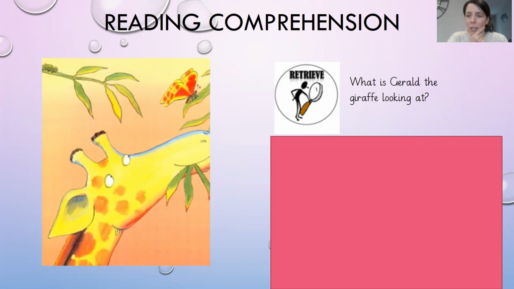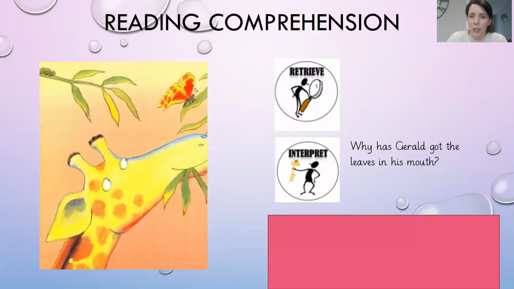So the first question is a retrieval question. What is Gerald the giraffe looking at? That's right, he's looking at that butterfly on the leaf. Well done. Okay, next question is our inference question, our interpret question.